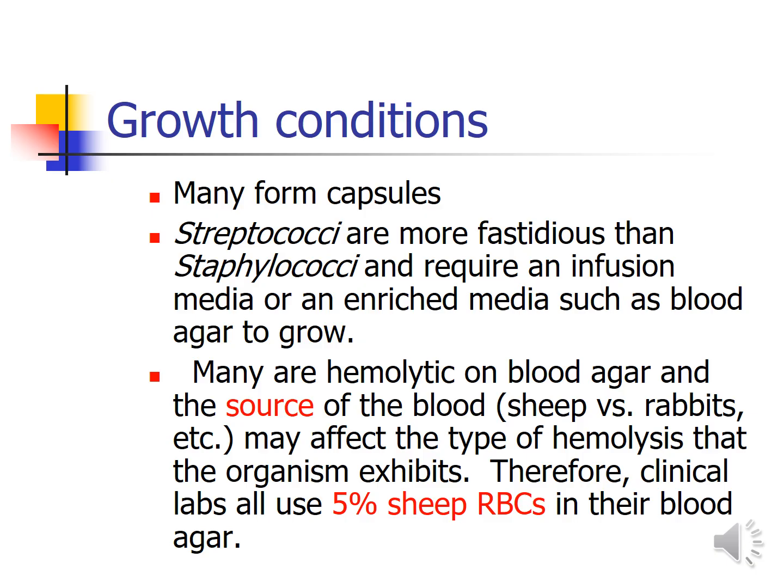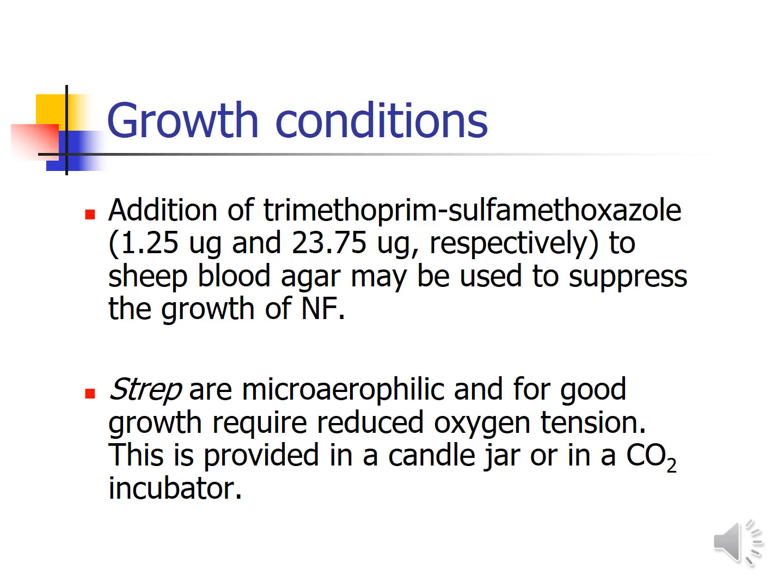In hemolytic or blood agar, the source of the blood, for example sheep versus rabbit, may affect the hemolysis the organisms exhibit. Therefore, clinical labs use 5% sheep blood agar. Addition of cotrimoxazole to the sheep blood agar may be used to suppress the growth of normal flora.